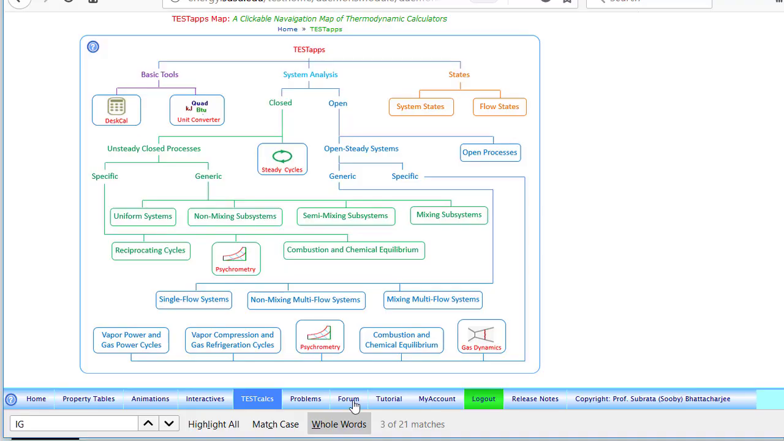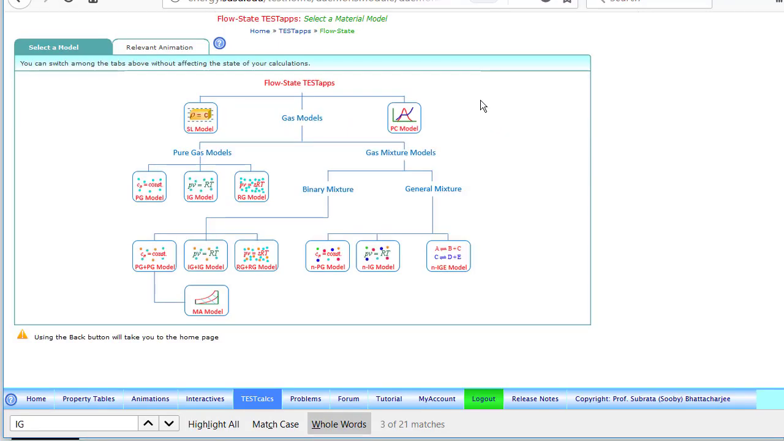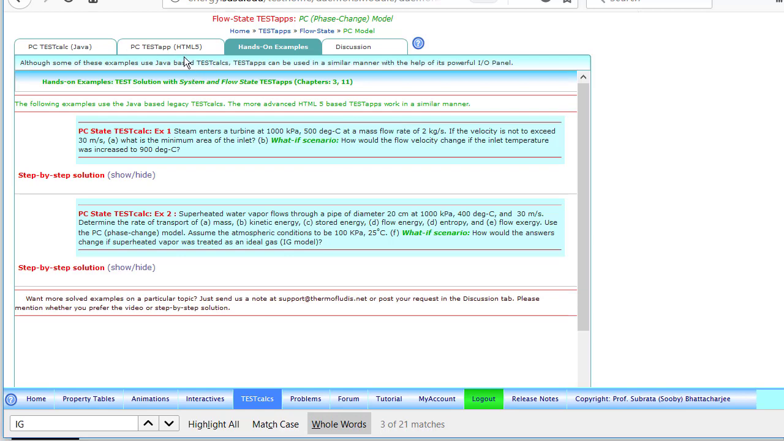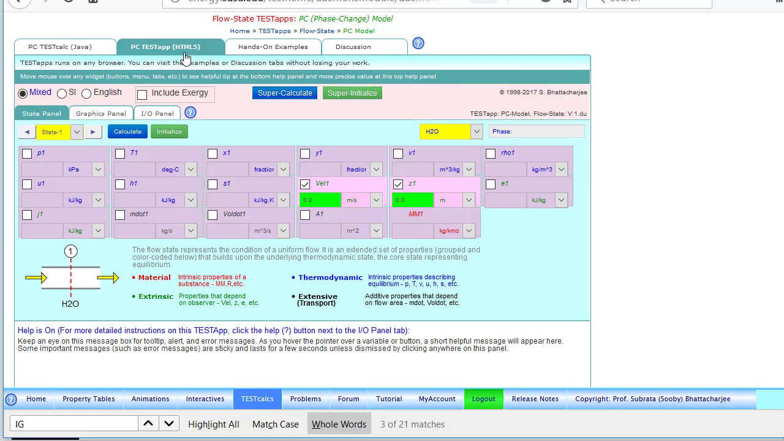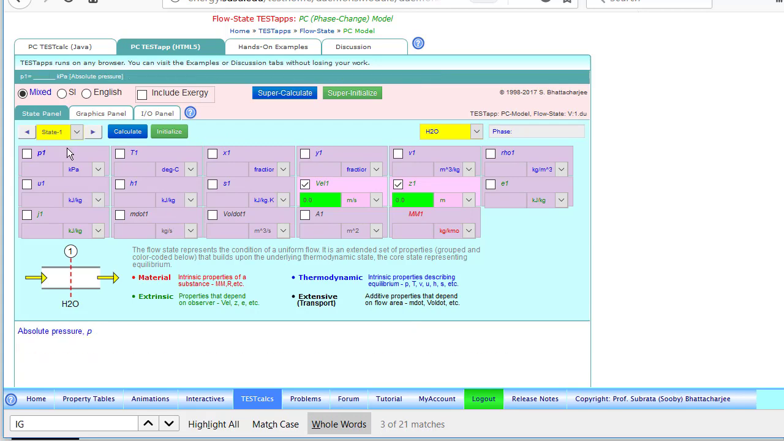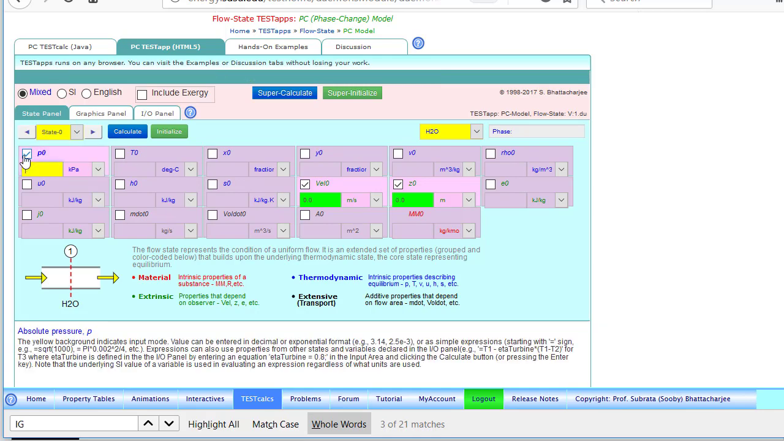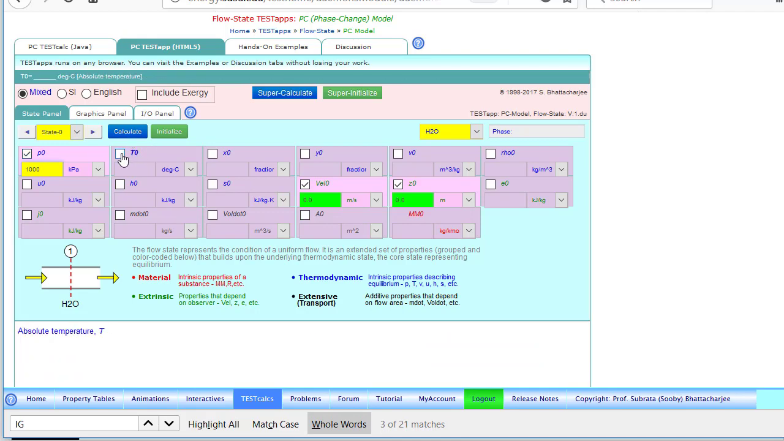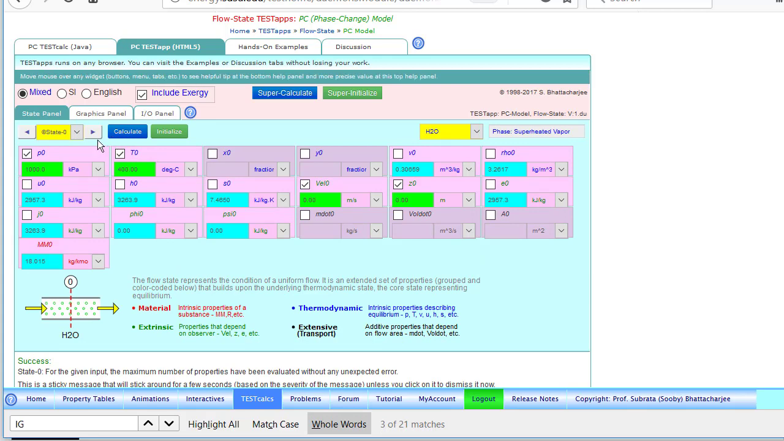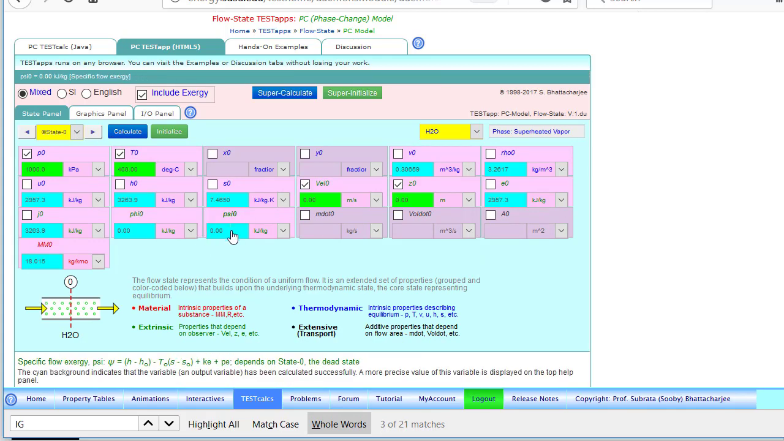So we'll go to TESTcalcs, flow states, PC model, and we'll start entering our data. Since it asks for a rate of transport of exergy, you'll want to do a dead state, which is state 0. So just enter your pressure and temperature, just two properties, to get the baseline thermodynamic properties. So that was 1000 kPa and 400 degrees C. Calculate that. There you go. You'll notice that exergy, the psi 0, is 0.